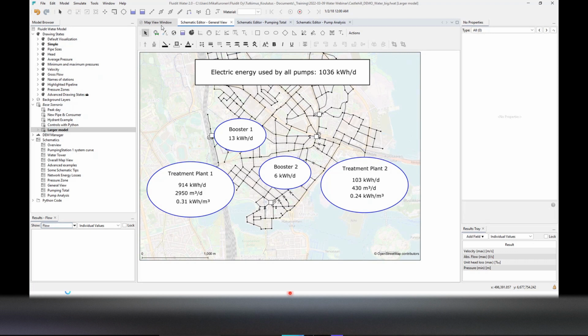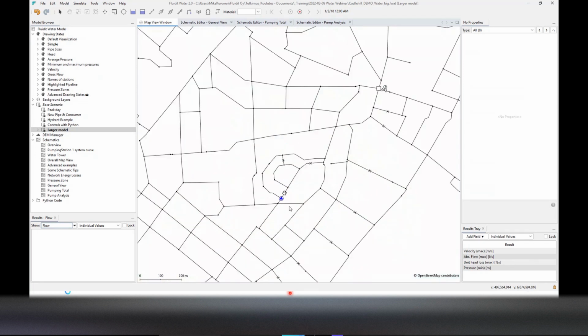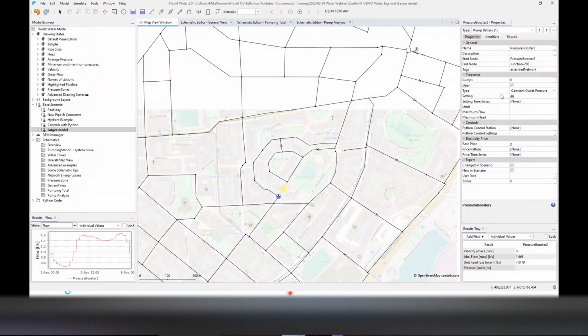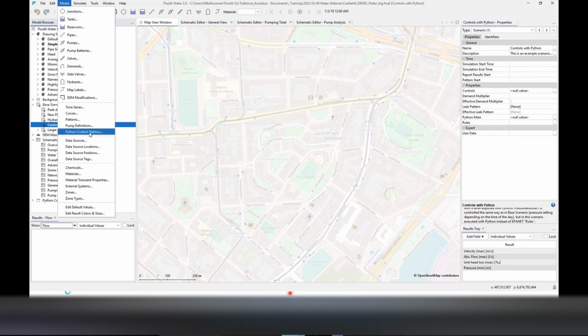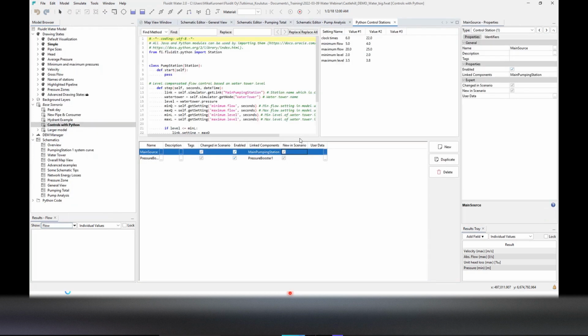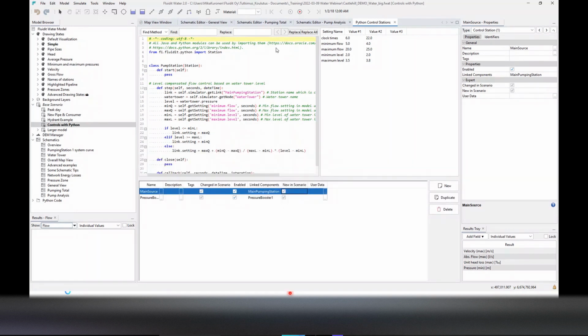In Fluidit Water, that can be done in several steps. The basic, easy, most common controls are directly in the graphical user interface. So constant pressure, constant flow, they can vary according to time. But you can also use EPANET-based rules and controls if you have more complex controls. Those already enable you to do quite a lot. And then as a final step, if that's not enough and you have even more complex systems, all of those are also possible to model. In Fluidit Water, you can use Python scripts to model as complex control algorithms and systems as needed.